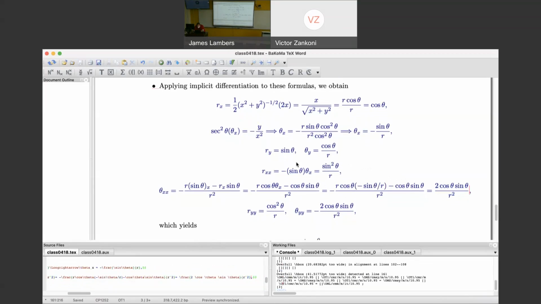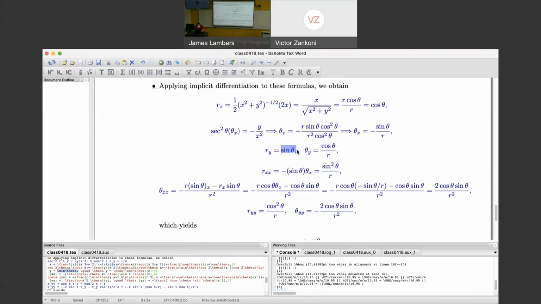And then r_yy is not much of a problem because we just have to take a derivative with respect to y. θ_yy, taking a derivative with respect to y, will also require a quotient rule, so it'll work out much like this one. Okay, well, I'll stop. Any questions about this?